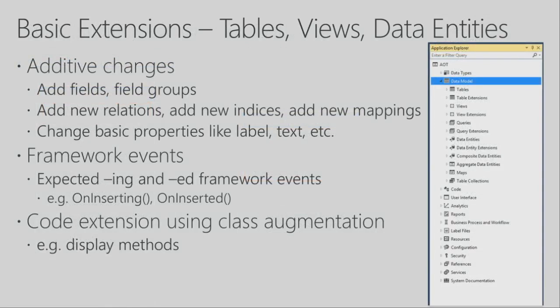As Dave mentioned, we've got extensibility capabilities across the board. For tables, views, and data entities, we want to encourage additive changes. You can add fields, field groups, relations, indices, mappings. We also allow basic properties to be changed, like labels, text, help text, things like that. There's also a bunch of framework events. These are the events that start with on and end with ed or ing, things like onInserting, onInserted. So you can influence what's going on when something is being inserted into a table. And then we encourage code extension using class augmentation. You can do that for things like display methods.